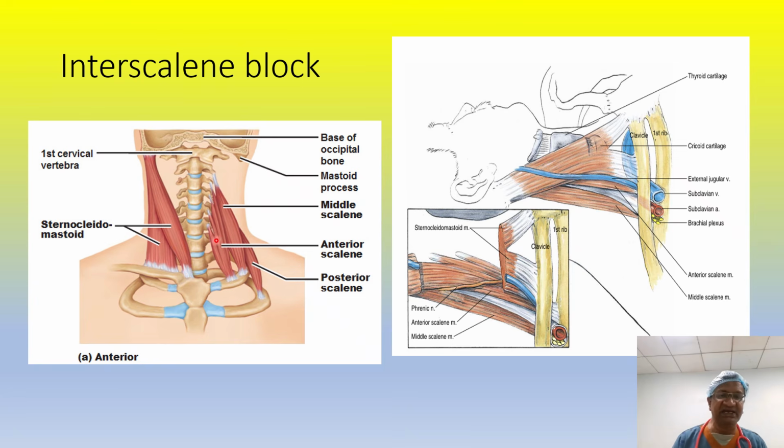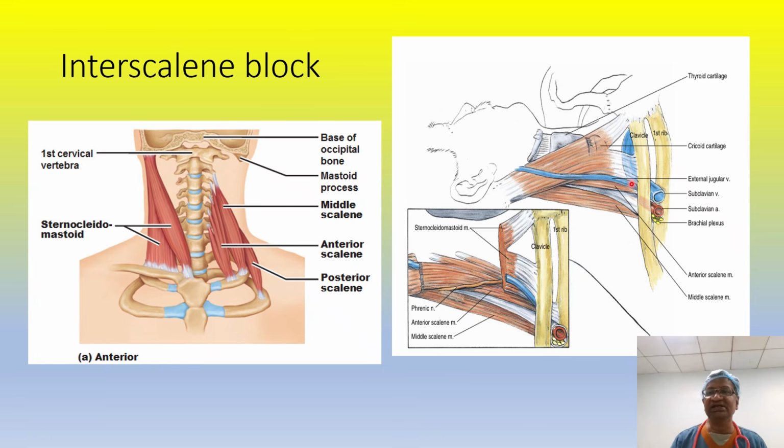On this side you can see the anterior scalene, middle scalene and posterior scalene. We are bothered about anterior and middle. Now you can see this is C1, C2, C3, C4, C5, C6. Below C6, the anterior scalene is thinner. That is what we need to know. The anterior scalene is thinner below C6, so the gap is wide below C6.